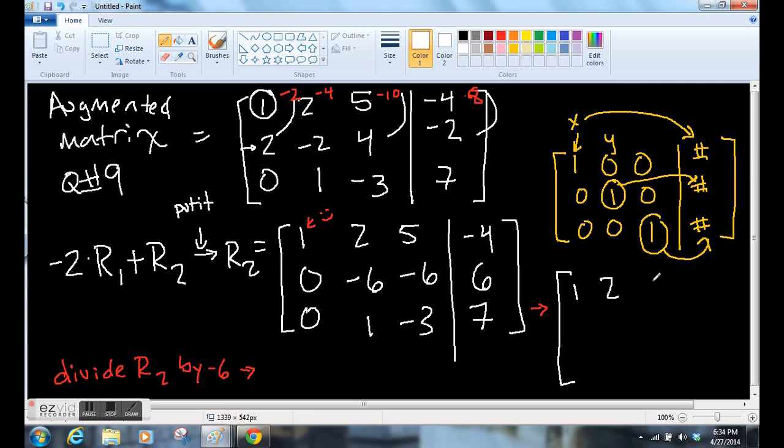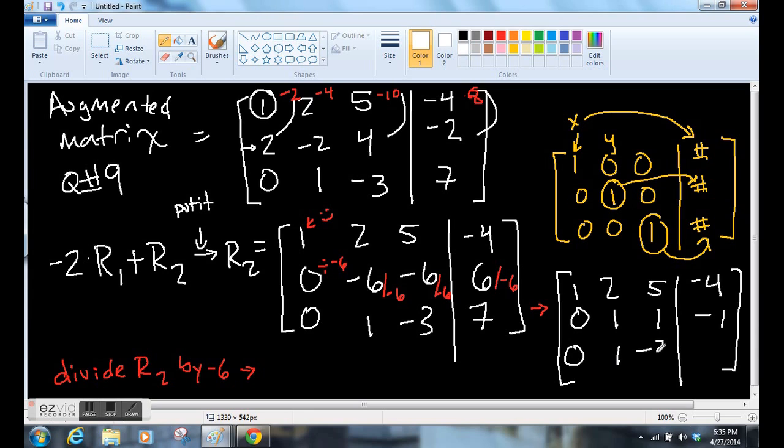leaving row 1 the same. You might sing yourself a little song. That's the Augmented Matrix song. So minus 4, 1, 2, 5. So 0, I'm dividing this whole thing, everything divided by negative 6. So divided by negative 6, divided by negative 6, divided by negative 6, like this. This is pretty boring to watch. Maybe you're also watching Breaking Bad or something while you're watching me do these videos. 1, 1, negative 1, and then 0, 1, negative 3, and 7.